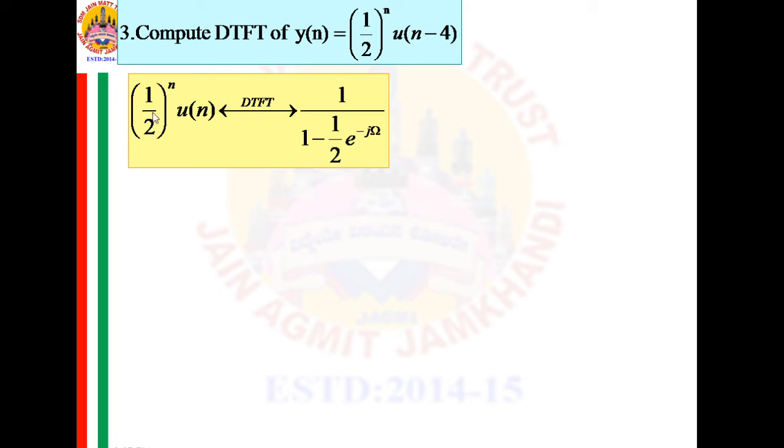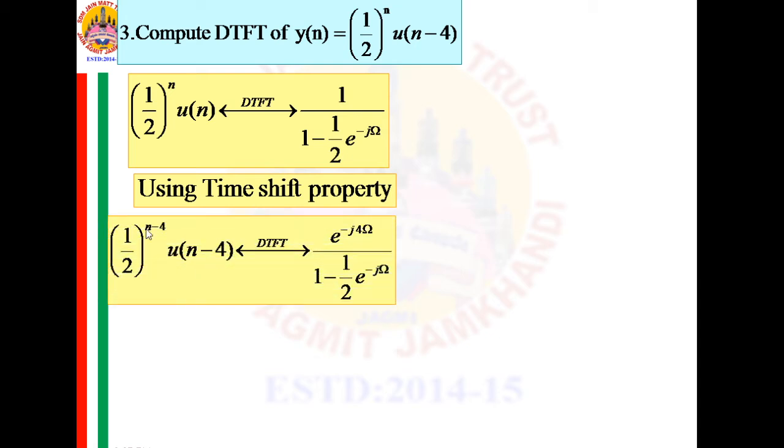So, you know the DTFT of 1 by 2 raised to n u of n, which is 1 by 1 minus 1 by 2 e raised to minus j ohm. Then using the time shift property, the DTFT of 1 by 2 raised to n minus 4 u of n minus 4 is e raised to minus j 4 ohm by 1 minus 1 by 2 e raised to minus j ohm. This is how to use the time shift property.